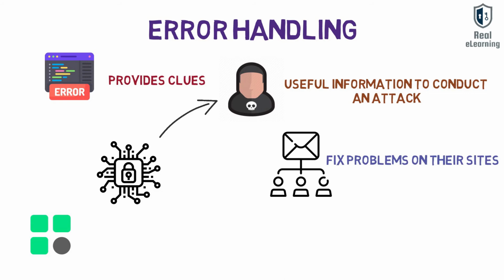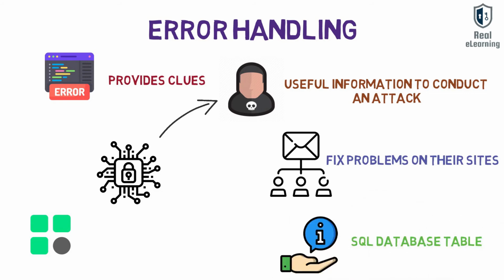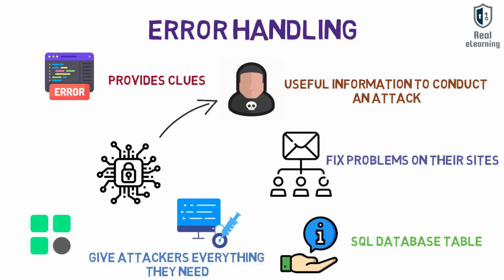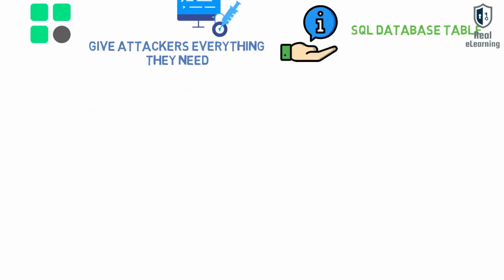For example, an error message that includes information on the structure of a SQL database table may give attackers everything they need to know in order to carry out a successful SQL injection attack.